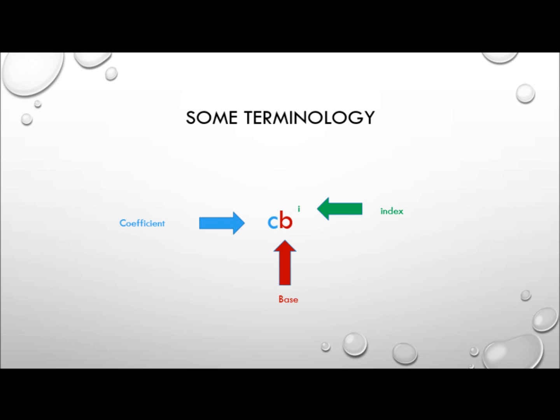Sometimes you'll find the base is multiplied by another number, and that number is called the coefficient. So we have something like the coefficient multiplied by the base raised to the power of the index. For example, 3 times 10 to the power 4: the 3 would be the coefficient, the 10 would be the base, and the 4 would be the index.